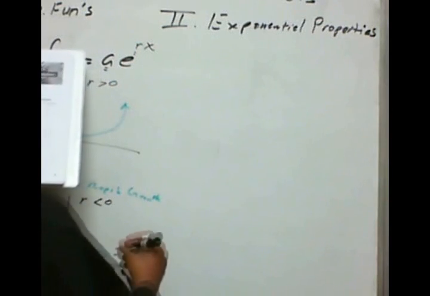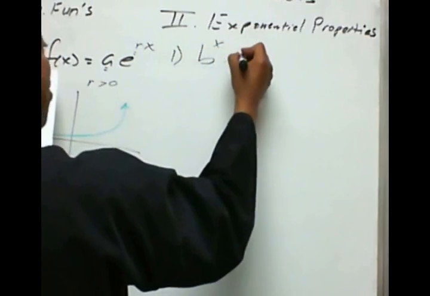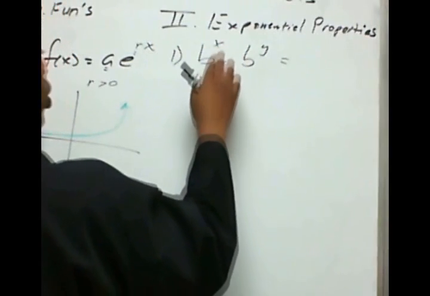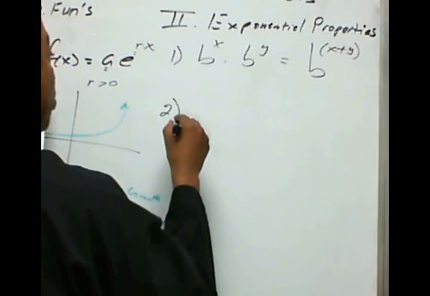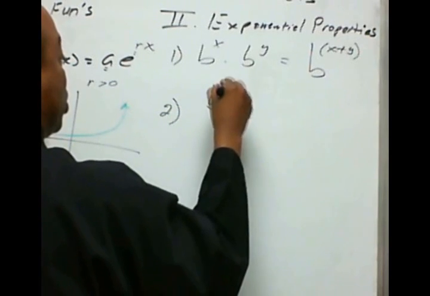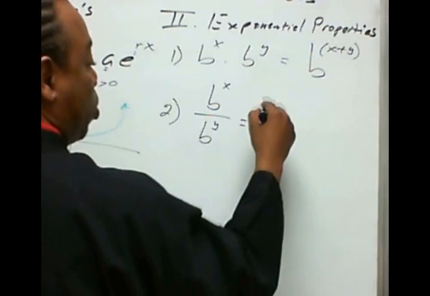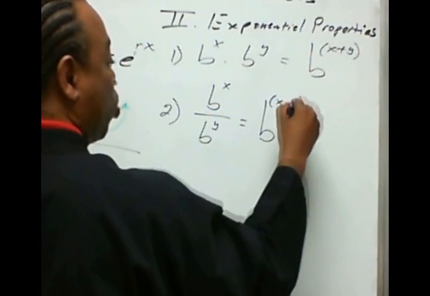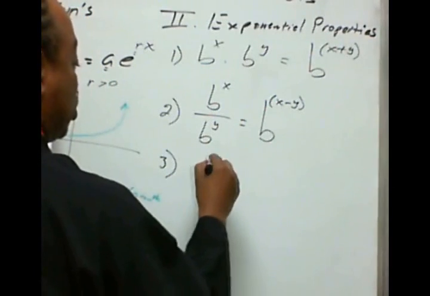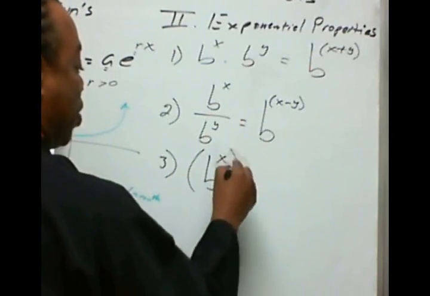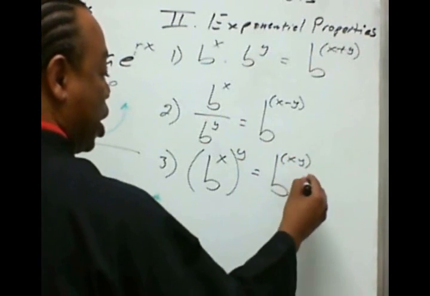Okay, now let's look at some exponential properties. Property number 1, when you multiply common bases, the property is that you add exponents. Property number 2, when you divide by a common base, you're dividing exponentials, the rule is that you subtract exponents. Numerator minus the denominator. The third property is when you have a base raised to a power, or exponent, and that is all raised to another exponent, the property is that you multiply exponents.